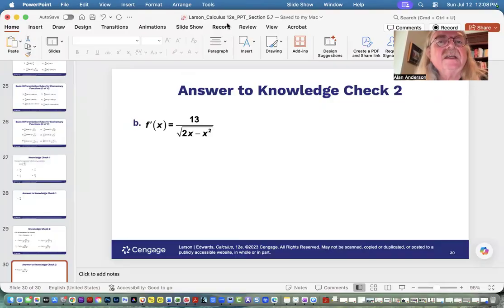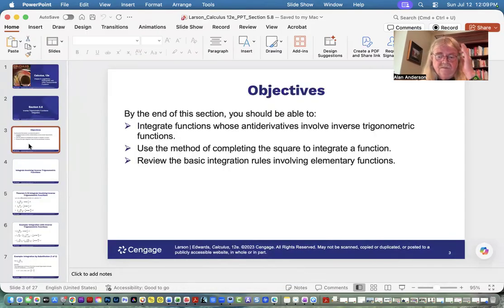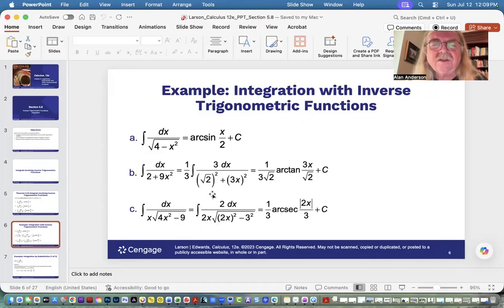All right, let's go get that one. Okay, so they're going to give us some of the rules right here. And you can see they're just reversing the ones we just learned. A is a constant, U is a function of X. There's six of them all.